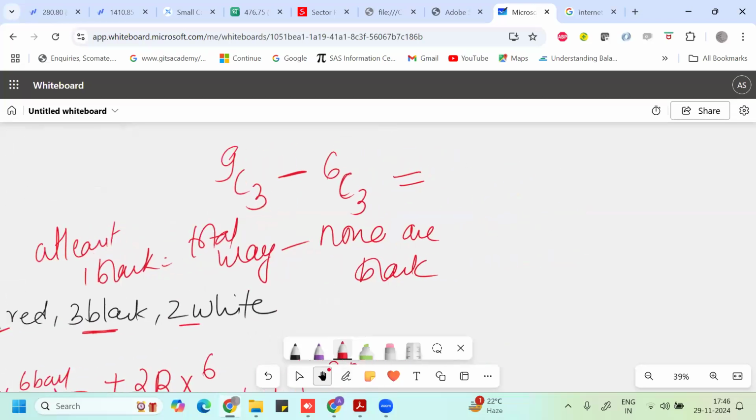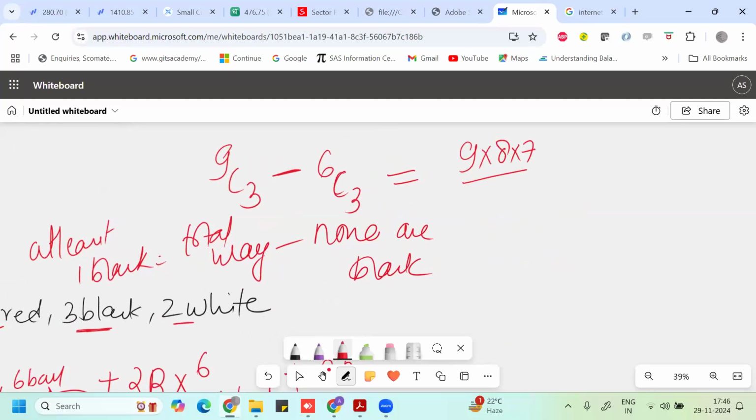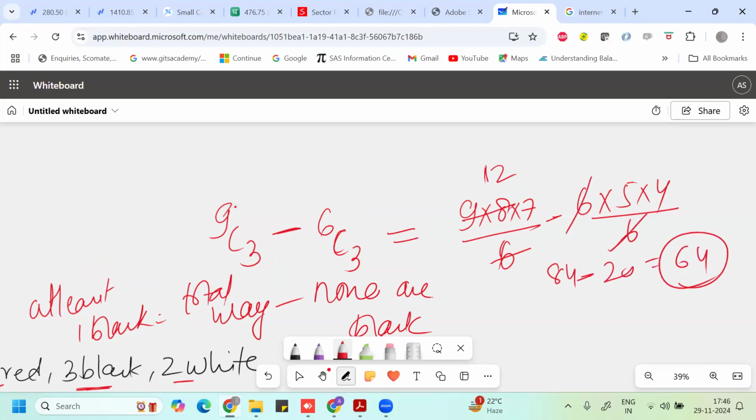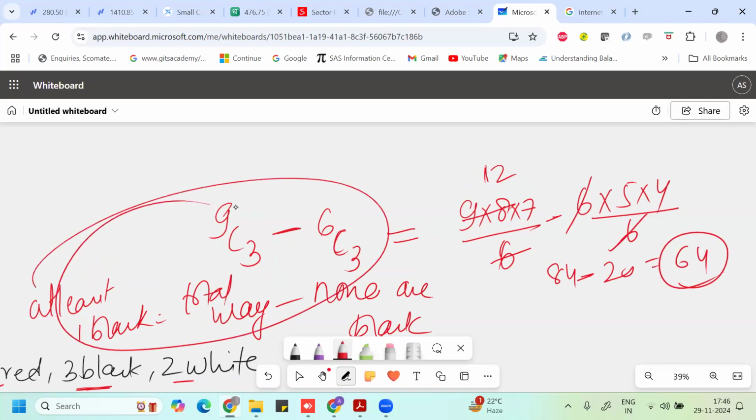What will 9C3 be? 9 into 8 into 7 by 6 minus 6 into 5 into 4 by 6. This comes to 84 minus 20, which means 64. This is one way. Are you getting this part? And at least one black means total minus none are black. That is one way of doing it.